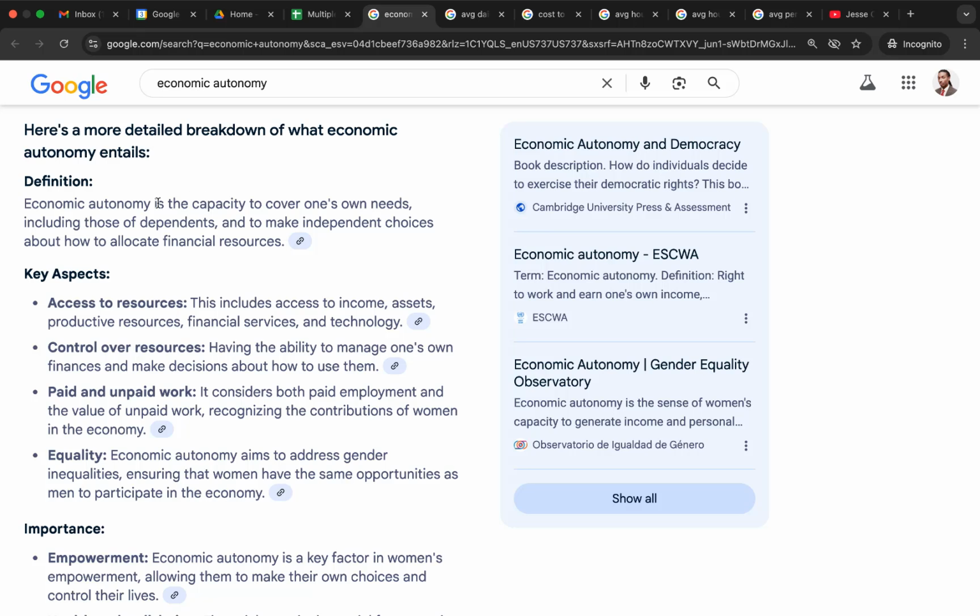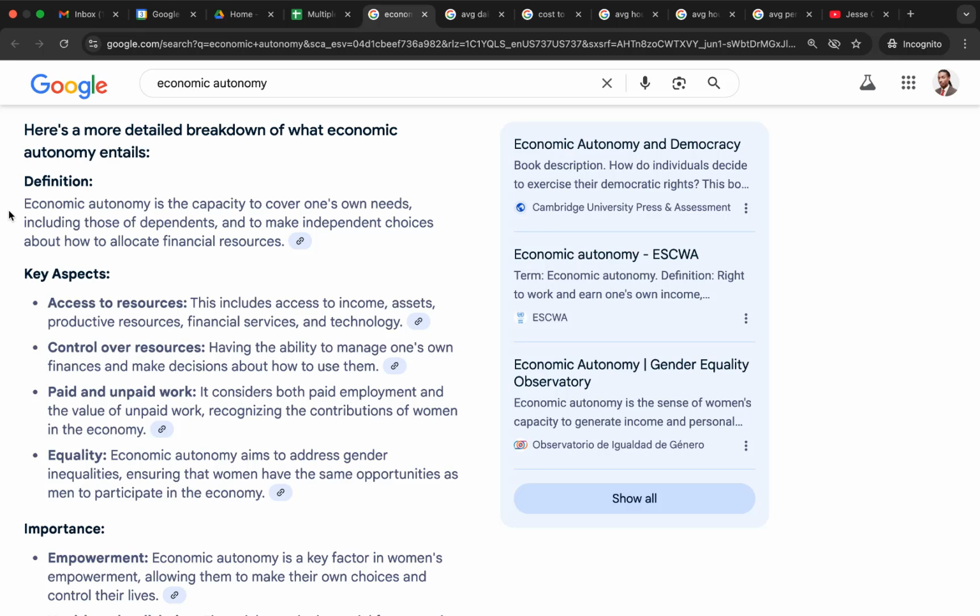I think the most important part of this definition is this part, the capacity to cover one's own needs, the ability to handle the things that you need to handle without relying too much on outsiders or other people to help you do those things. Now, the question is, why do we care to pursue autonomy? And the answer is simple. We don't want to be at the mercy of other people. Why? Because other people don't always show mercy.